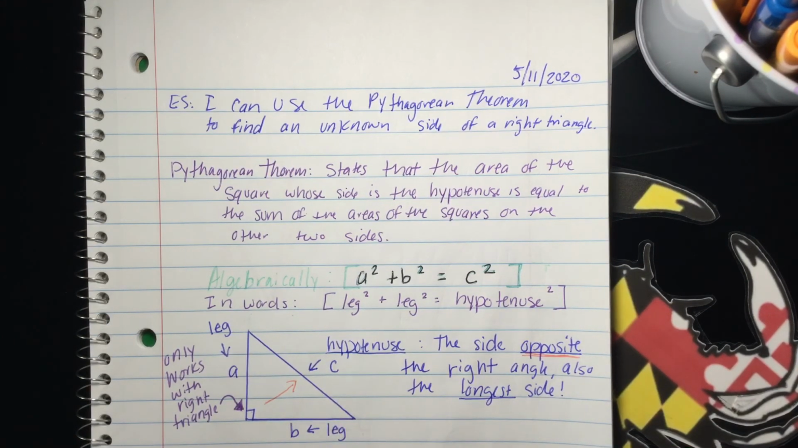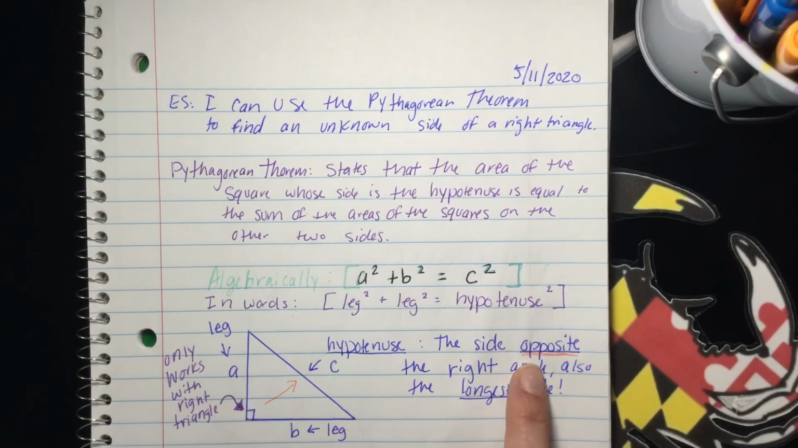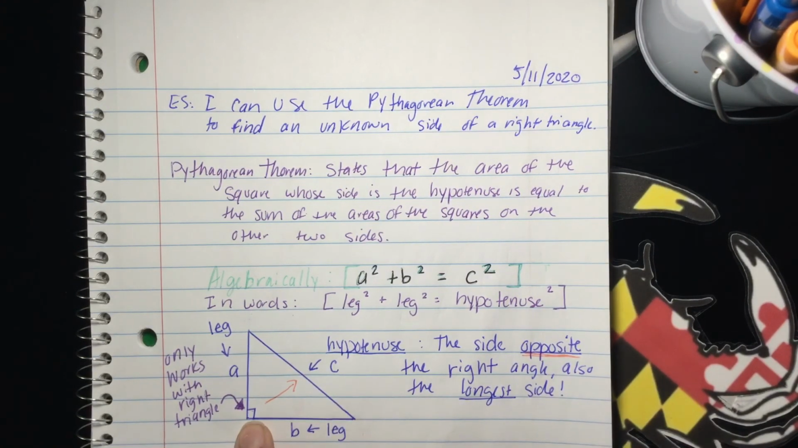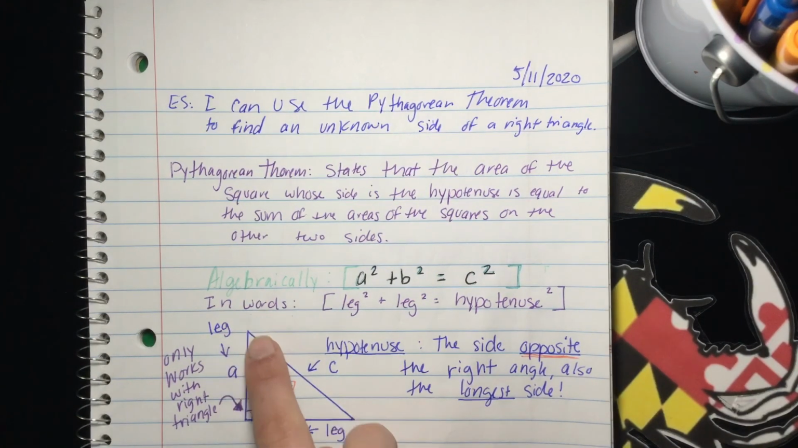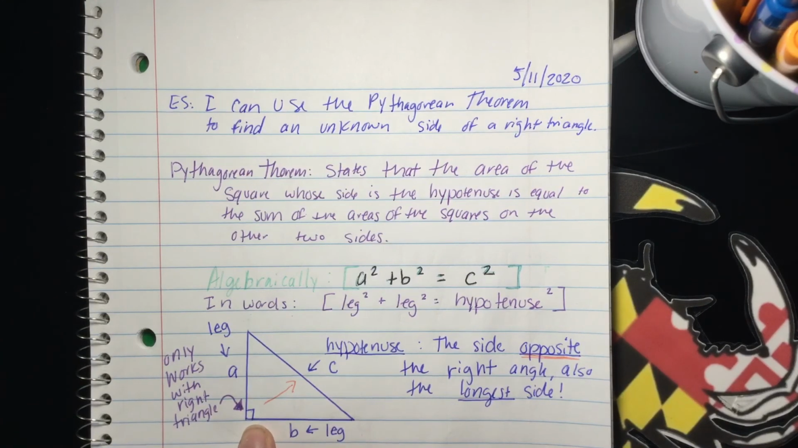So what the heck is the hypotenuse? The hypotenuse is the side opposite the right angle, and it is also the longest side. So visually you can see it's the longest side, and you also know it is opposite that right angle. And like I said before, the Pythagorean theorem only works with right triangles. It's not going to work with any other triangles. So you can only use it when you see this little square here indicating that it is 90 degrees and a right triangle. Okay, let's get into some examples.